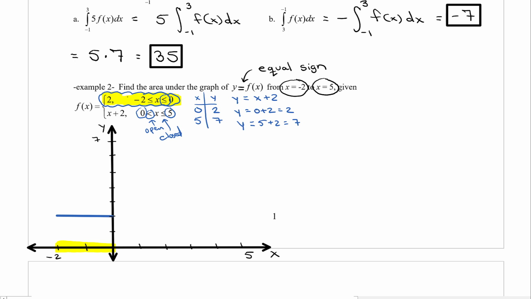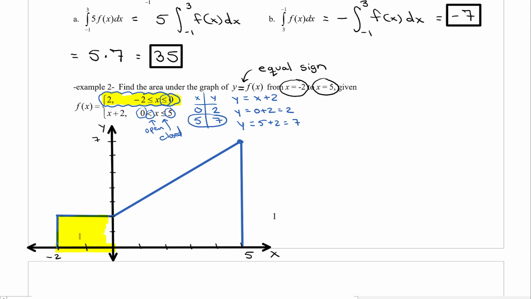And then (5, 7), which I circled on my table of values here, that's going to be closed, so I'm just going to go ahead and draw a closed dot there, point at (5, 7). Connect my two points here from (0, 2) to (5, 7). And there I can see the entire picture of my graph. I'm going to draw vertical lines coming down from (5, 7) and coming down from (-2, 2). And I'm going to shade in yellow the enclosed region of the area that I'm trying to find.